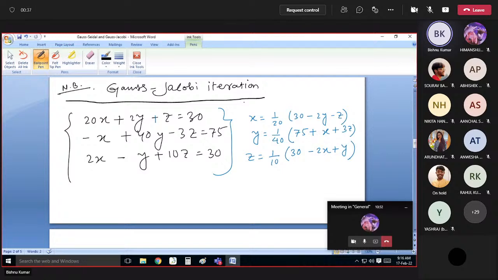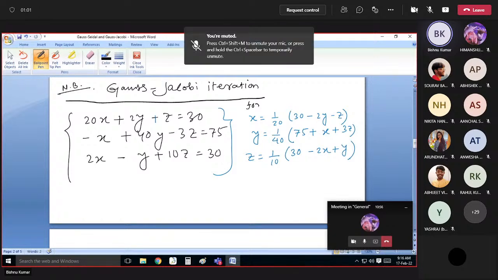Suppose you have to write the answer up to 2 decimal places or 3 decimal places. In 2 consecutive iterations, you will see the x values, y values and z values matching up to 2 decimal places. So you may stop. In that way, you have to stop. So I am writing this step by step, iteration continuing.